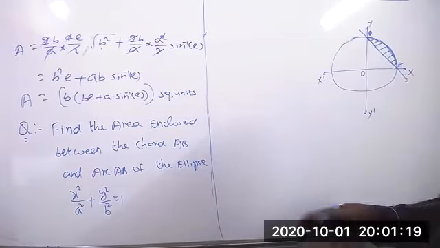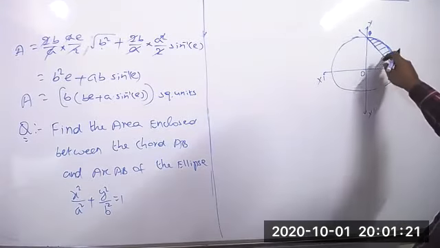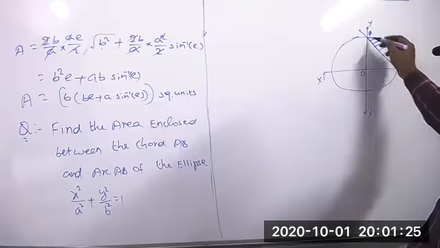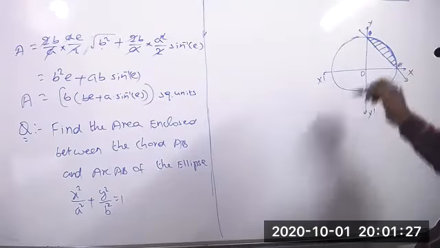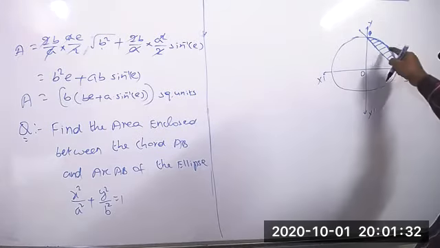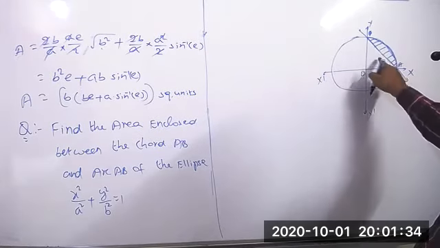Directly, actually we are taking the circle chapter. What do you call this one? Segment. Correct. What do you call this? Sector. Correct or not? So the area of the segment equals the area of the sector minus the area of the triangle.